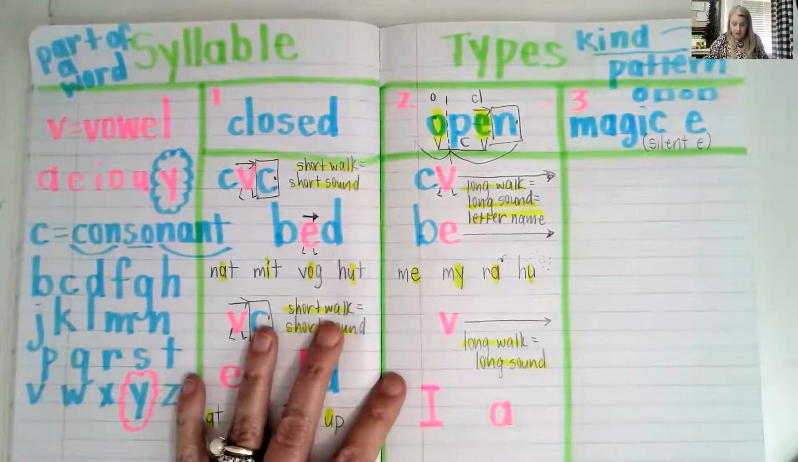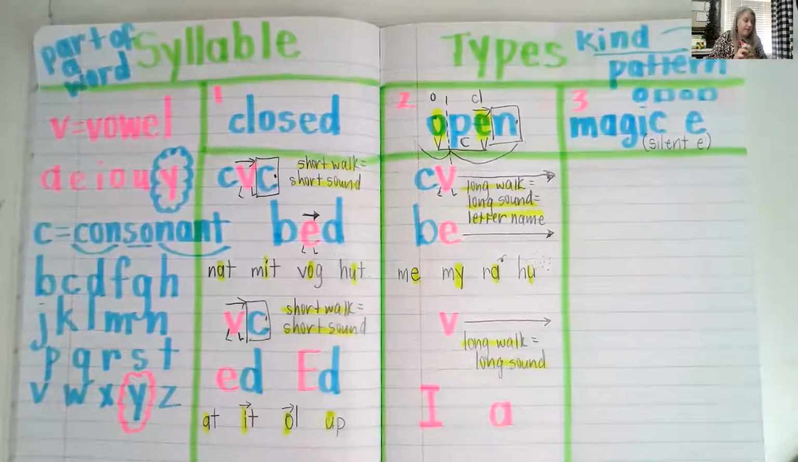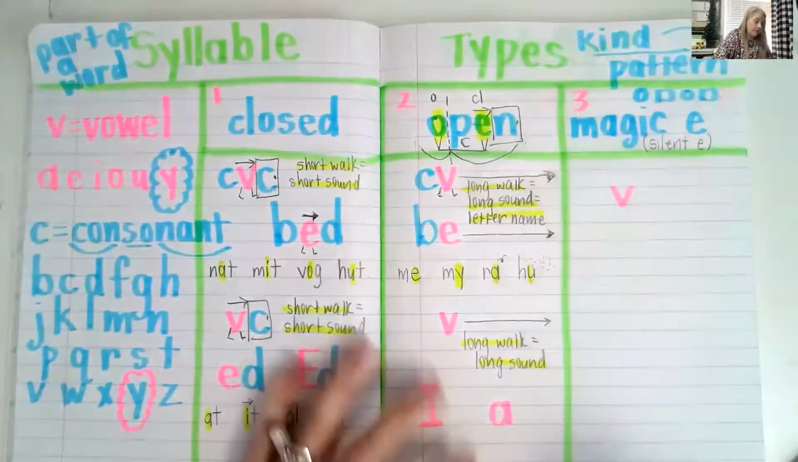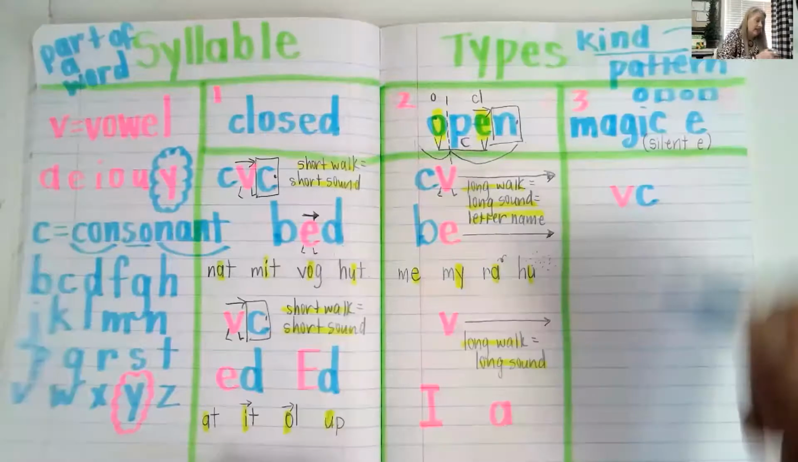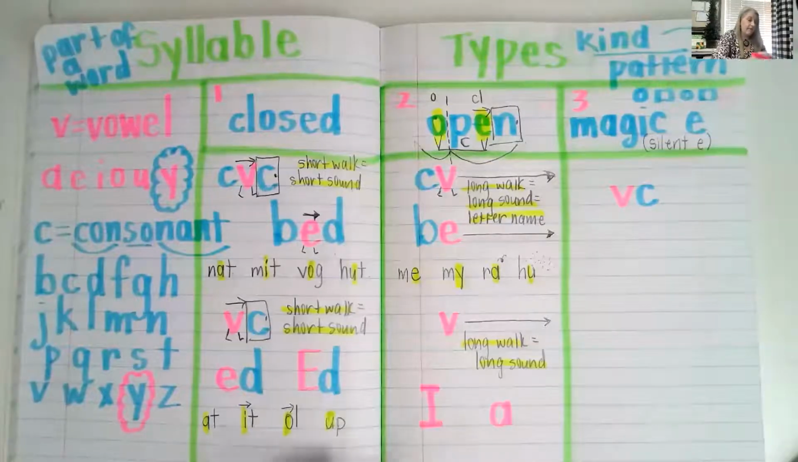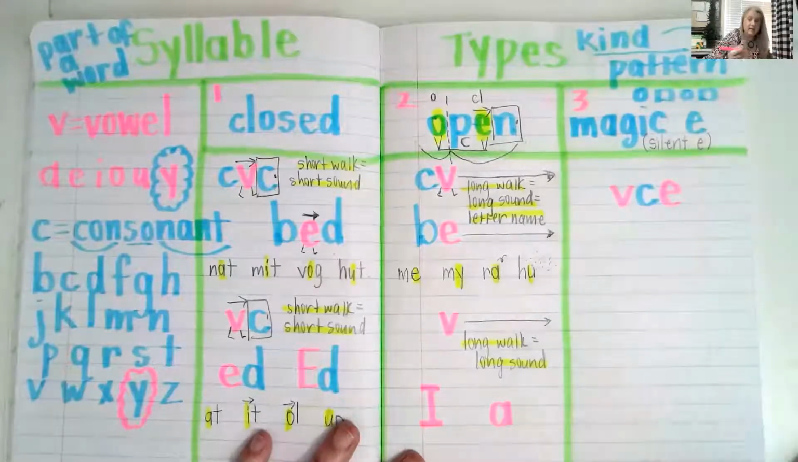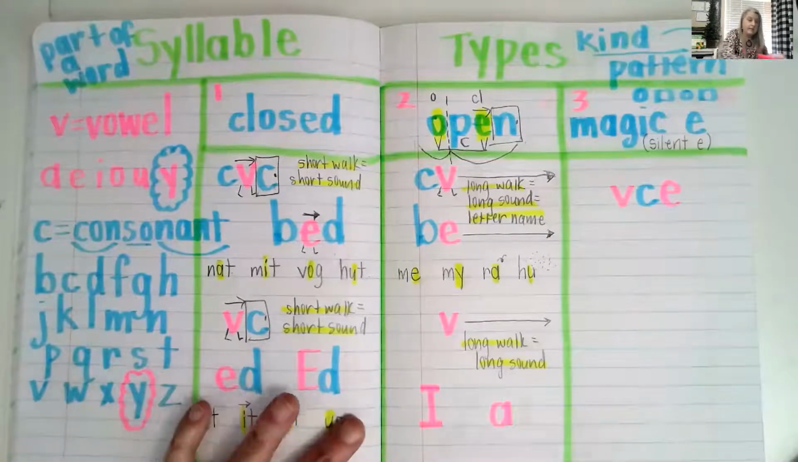So the way this pattern works is you have this vowel, and the vowel is always followed by a consonant. And then you have that E on the end. Okay, there's always that E on the end, and that E is always silent.